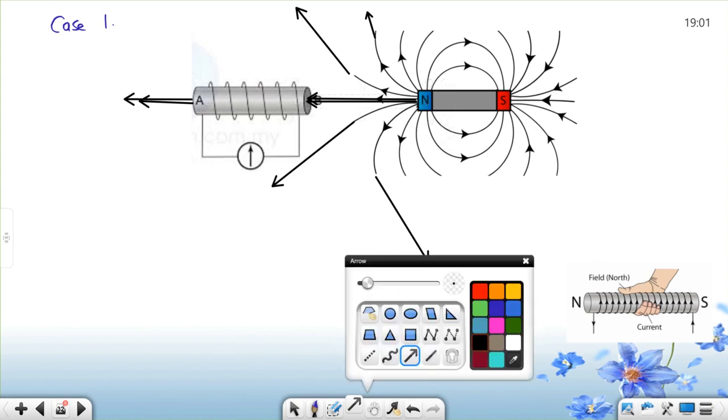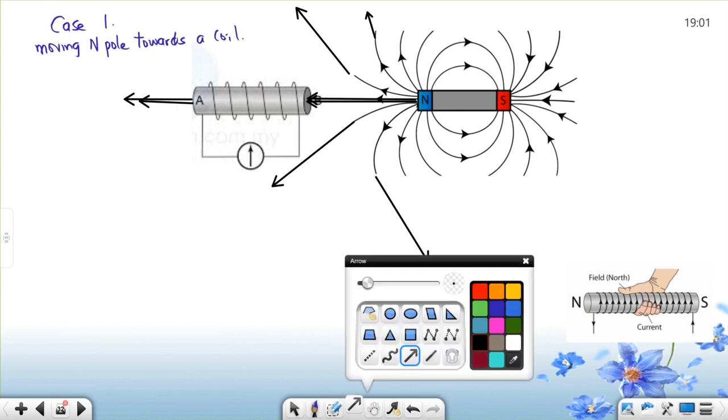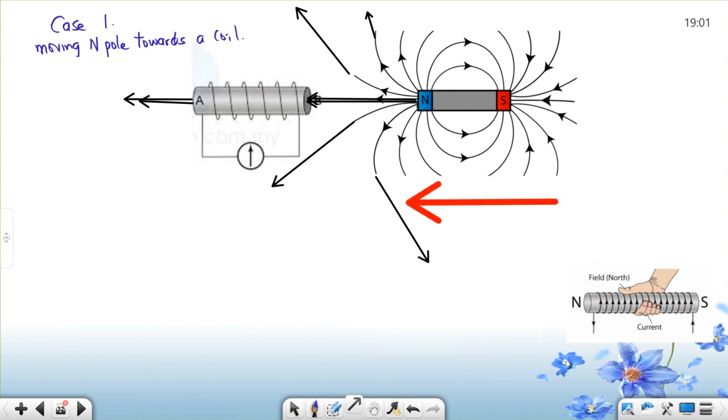Immediately, so case 1 is moving the North Pole towards a coil. Case 1: moving the North Pole towards the coil. This is the movement now. I'm taking it slowly. That's the movement towards the coil. Check what happens.